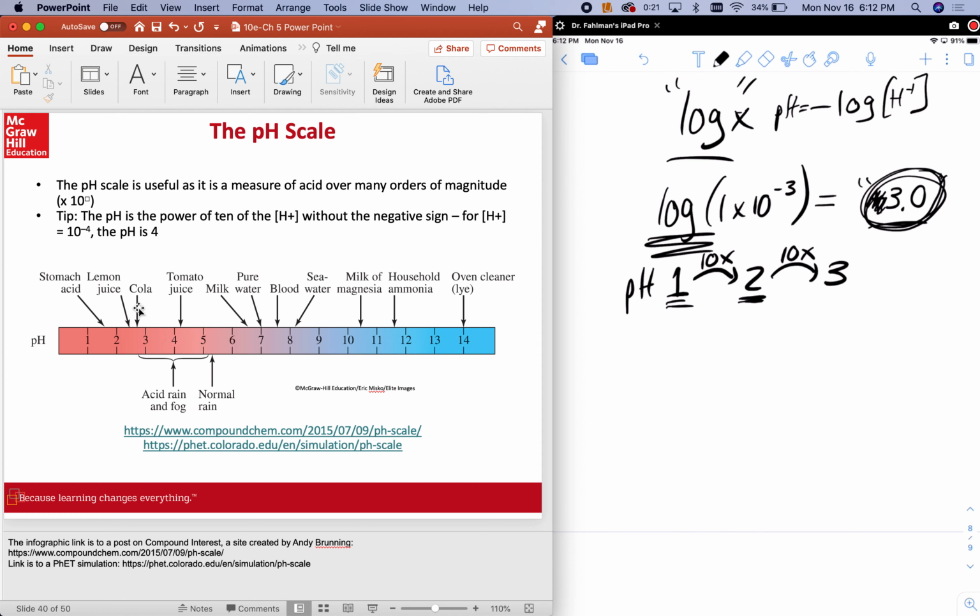Like tomato juice, Coca-Cola, lemon juice. Stomach acid is quite acidic, like 1 point something. Acid rain is typically between 3 and 5. Notice that normal rain, if you collect rainwater, will normally have a pH of about 6, between 5 and 6. We'll talk about that in just a few slides.